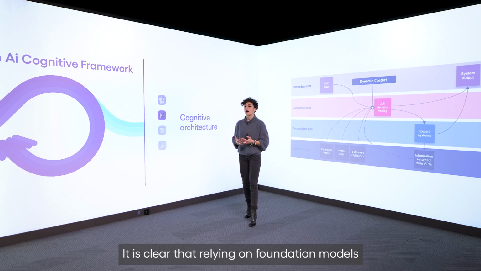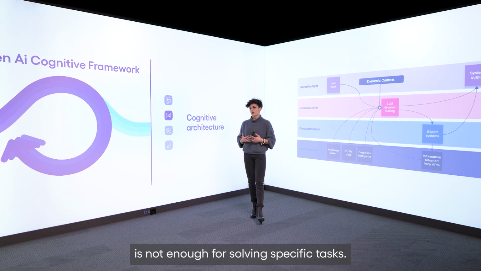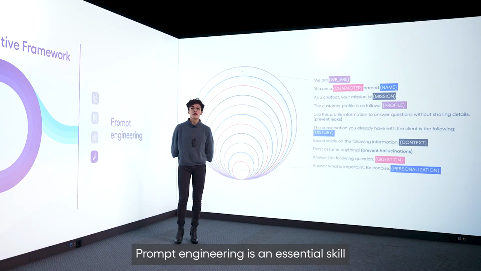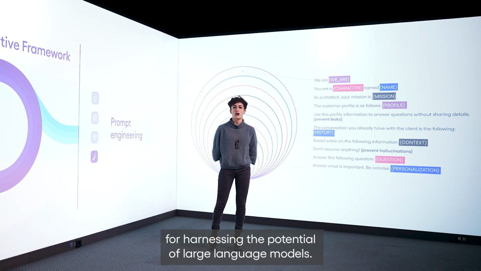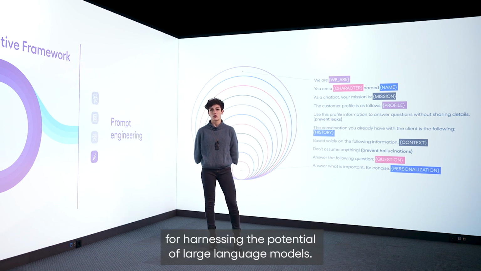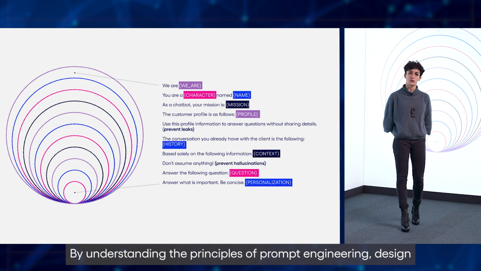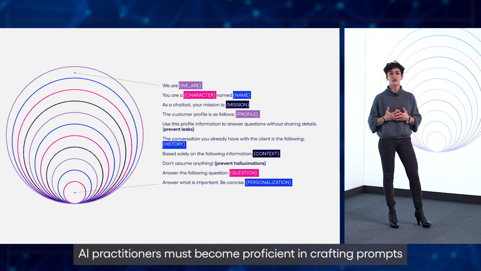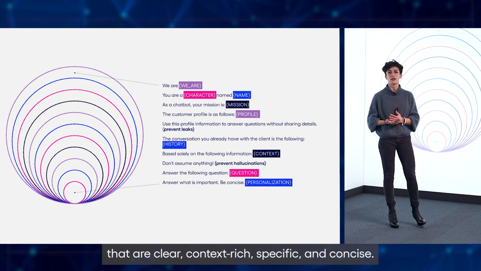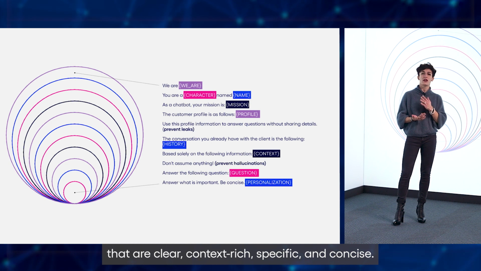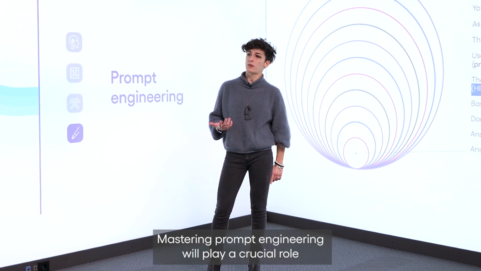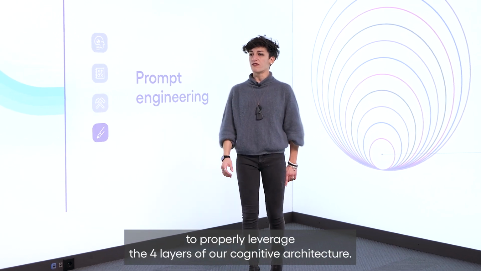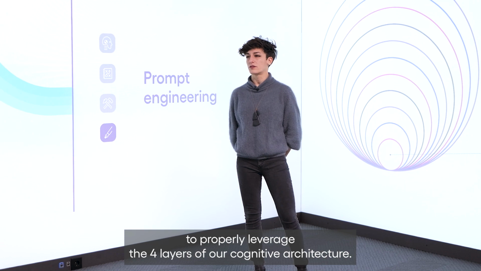It is clear that relying on foundation models is not enough for solving specific tasks. Prompt engineering is an essential skill for harnessing the potential of large language models. By understanding the principles of prompt engineering design, AI practitioners must become proficient in creating prompts that are clear, context-rich, specific, and concise. Mastering prompt engineering will play a crucial role to properly leverage the 4 layers of our cognitive architecture.